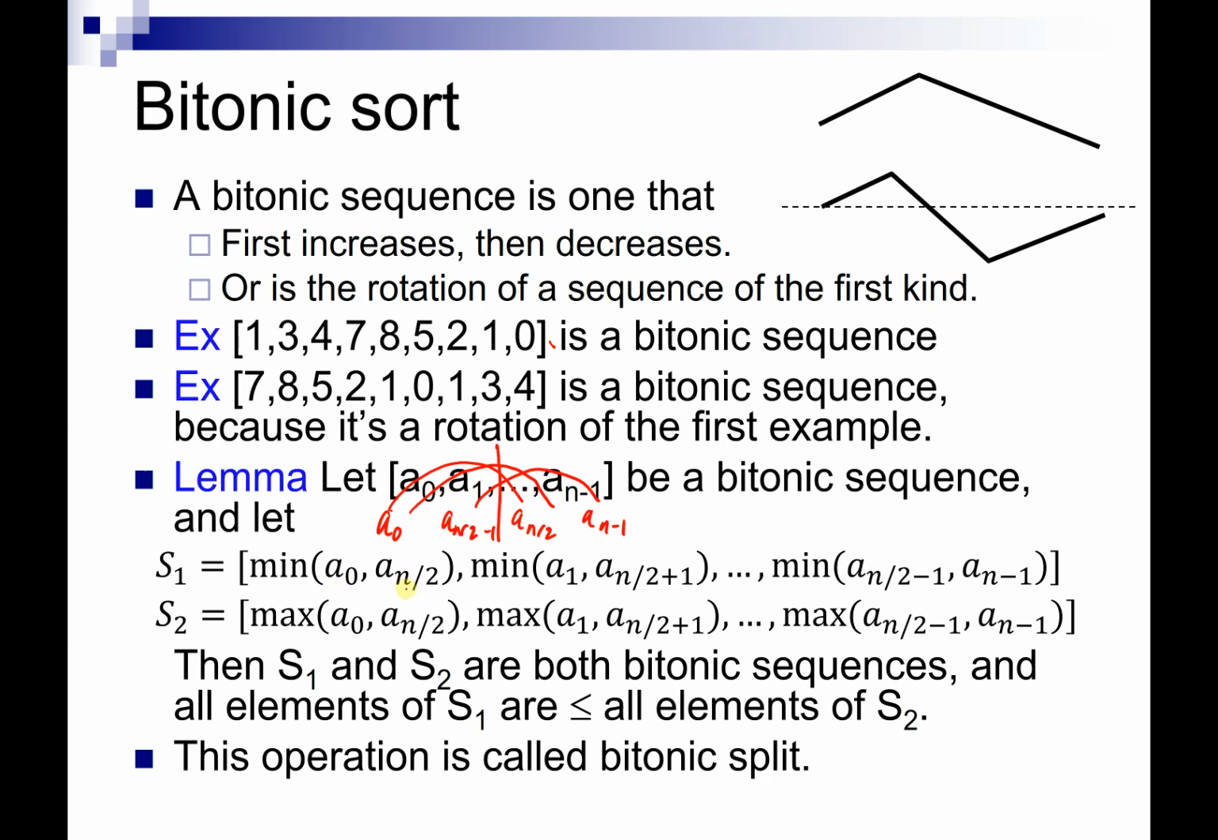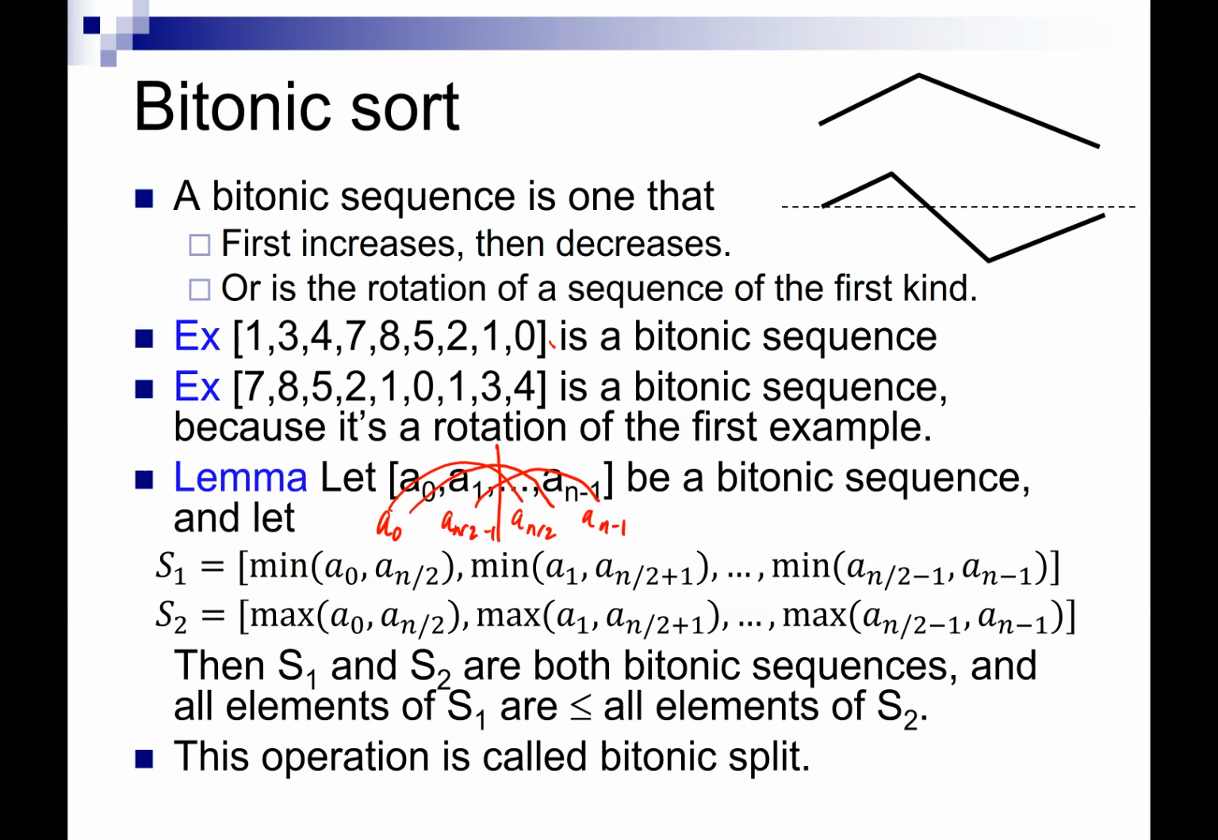A0 gets matched to a of n over 2, right? A1 gets matched to the next element, and so on. All right. So after you do this matching, suppose you compute the min of each of these pairs. Okay, so you take whichever one's smaller. And then you do the same thing over here, and so on.